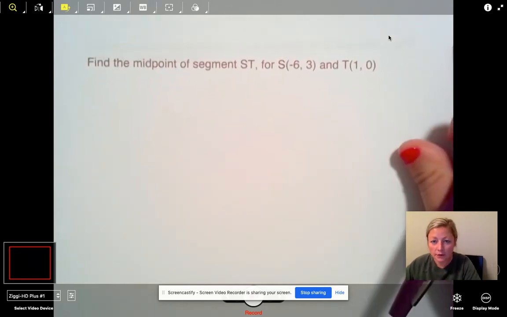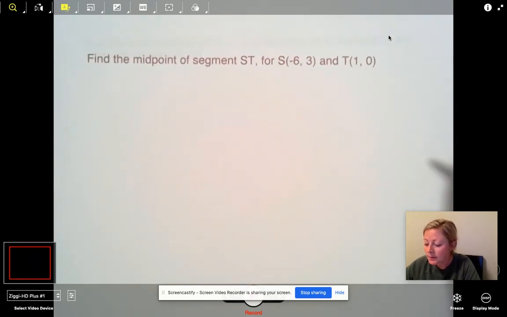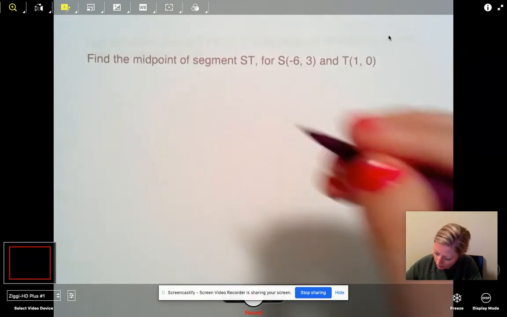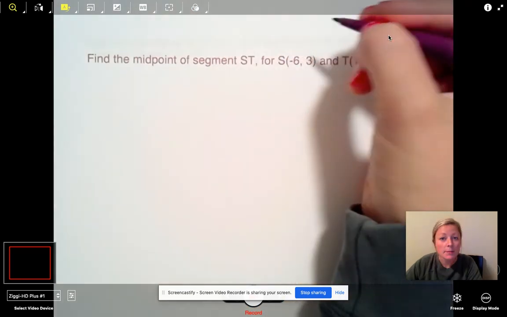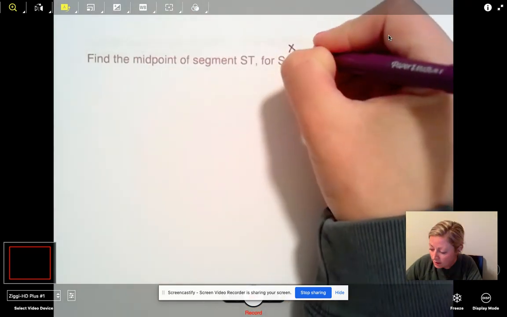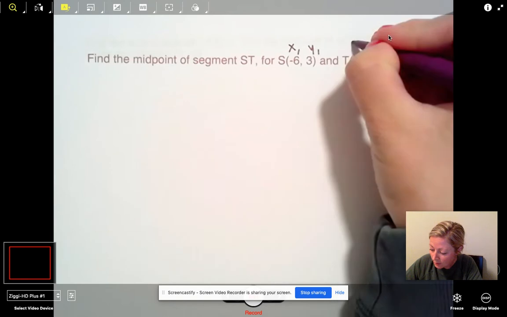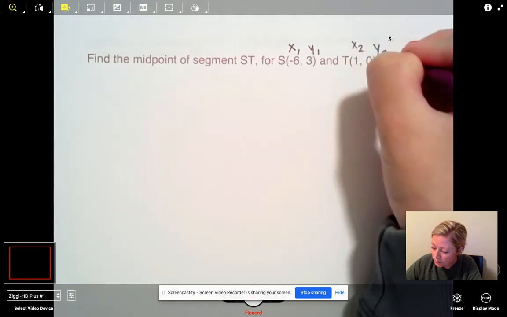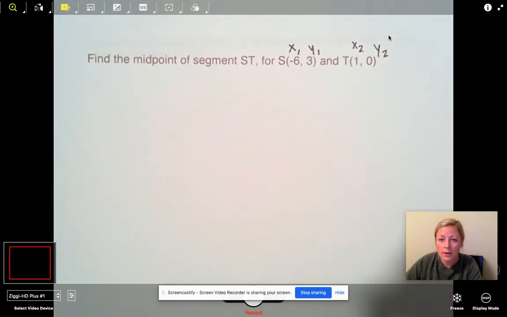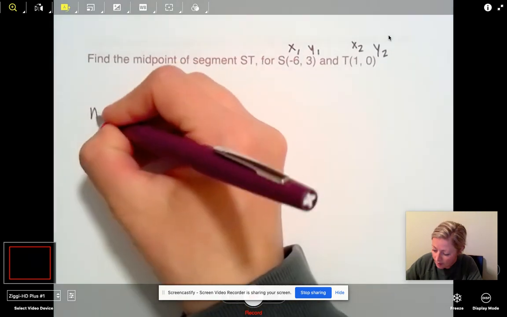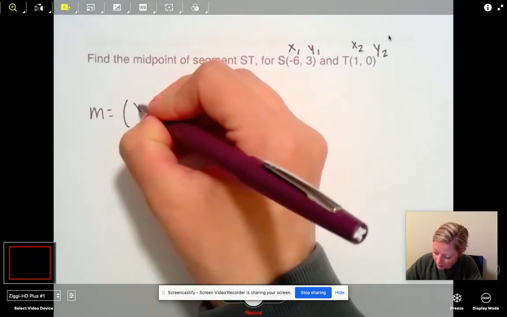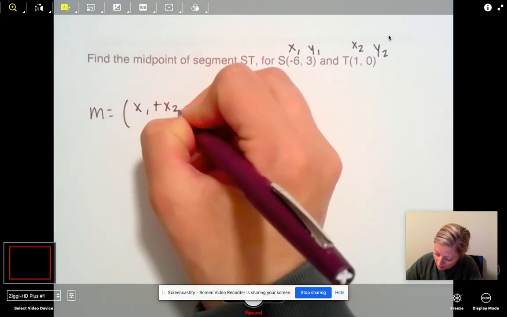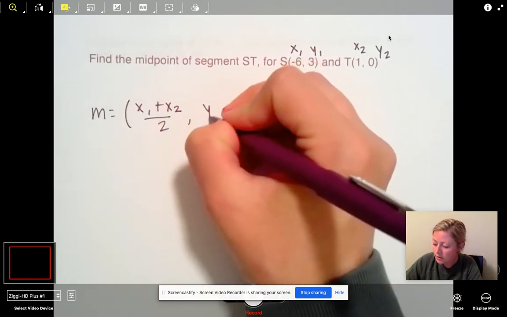So very straightforward example here. It says, find the midpoint of segment ST for S is (-6, 3) and T is (1, 0). So first steps first, I'm just going to label my x1, y1, x2, y2, because remember, each ordered pair gets an x and a y. And then our formula, I'll just write down for this first one, since I don't have it on my sheet.